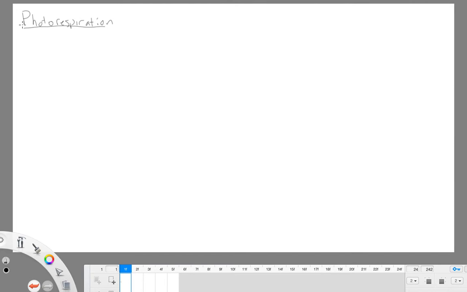Hey everyone. So in this lecture, we're going to look at what is likely an inefficiency in our plants, and it's this process of photorespiration. And we're going to go through the process. We're going to compare it to normal photosynthesis, and then we're going to look at some methods, or a method, that our plants have developed to counteract this process.